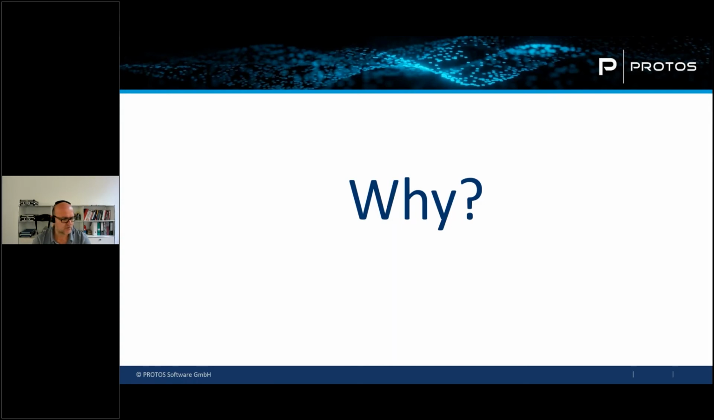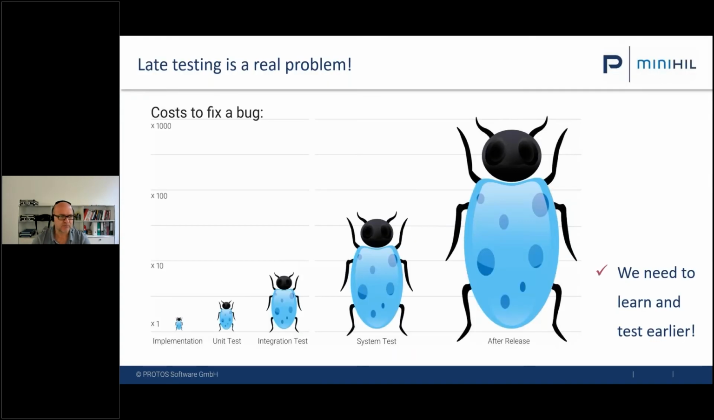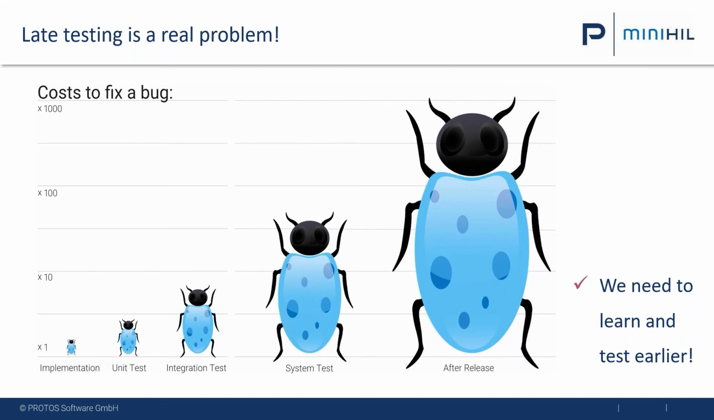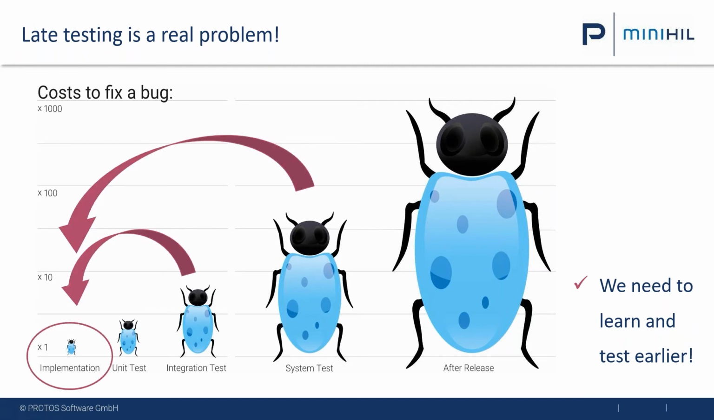So why do we want to do what we do? One very important topic is to test early. The earlier you test, the less effort you have during the testing. So what we try to do is to bring the integration test and the system test to the desktop of the developer or to a continuous integration server, so that it feels more or less like a unit test instead of a real system test. So we need to learn and test earlier.